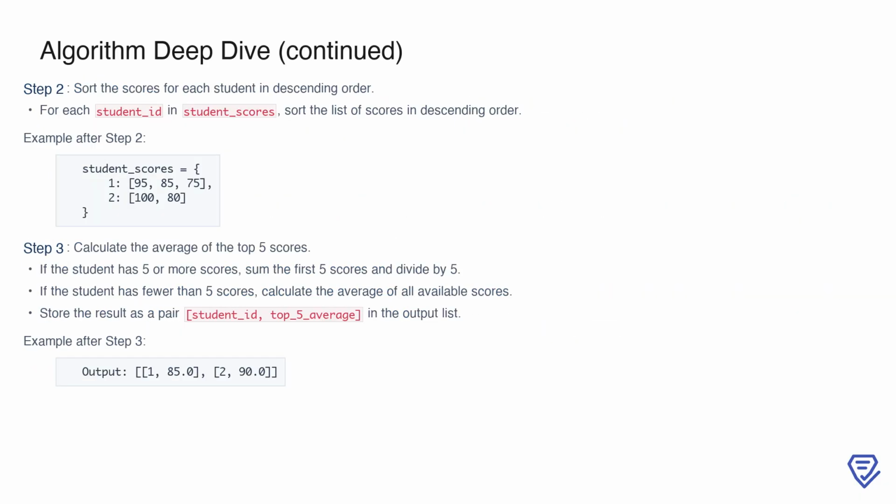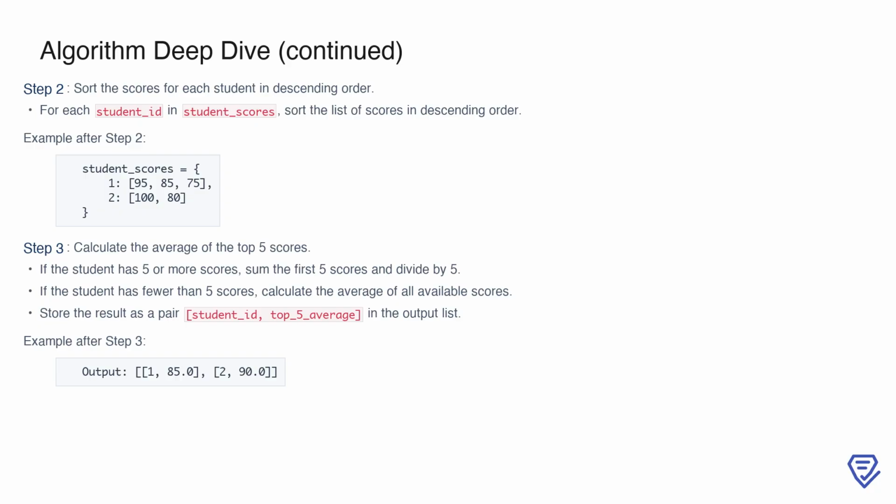Once we have grouped the scores by student_ID, the next step is to sort the scores for each student in descending order. This makes it easy to access the highest scores. For example, after sorting, the hash map remains 1: [95, 85, 75], 2: [100, 80], but now the scores are already in descending order for each student.